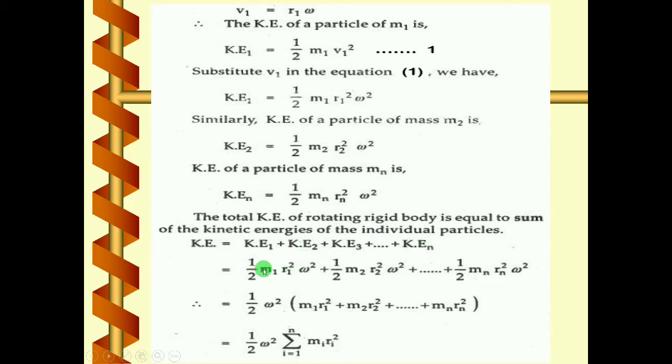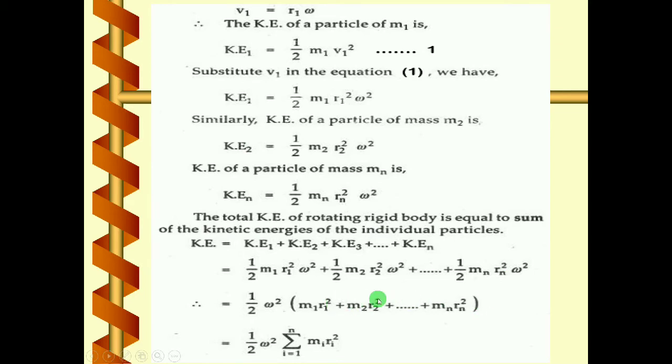So for the first particle we write half m1 r1 square omega square. For the second particle we write half m2 r2 square omega square, plus up to, for the last particle, 1 by 2 mn rn square omega square. If you add all these expressions, we get 1 by 2 omega square is common. Remaining here is m1 r1 square, from this side it will be m2 r2 square, plus up to here it will be mn rn square.